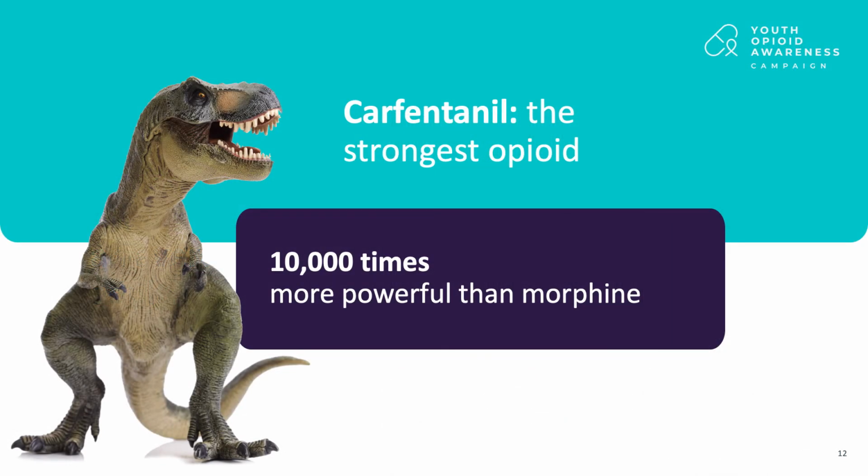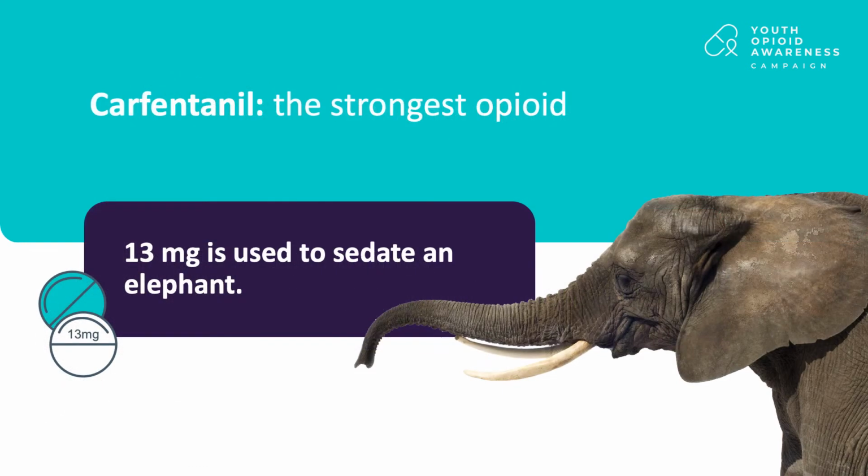Carfentanil is the strongest opioid. As I mentioned a couple slides ago, it is 10,000 times more powerful than morphine. Carfentanil was even mentioned in the Jurassic Park and Jurassic World series. In the movies, carfentanil is used to tranquilize and sedate the largest dinosaurs. Carfentanil is also known as the elephant tranquilizer, as only 13 milligrams can sedate an adult elephant, so only a fraction more than that can take down a fully grown elephant.